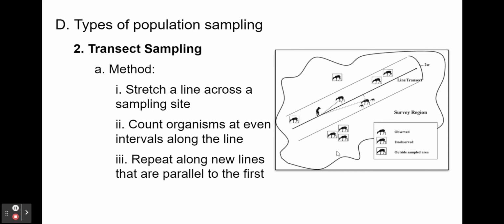Here's another picture that shows what transect sampling looks like. We stretch down a line, we walk along that line, and we record what we see as we walk along that line. Then we move our line to a new parallel location, and we repeat the process. Stretch out a line, walk along the line, recording what we see as we walk along the line.